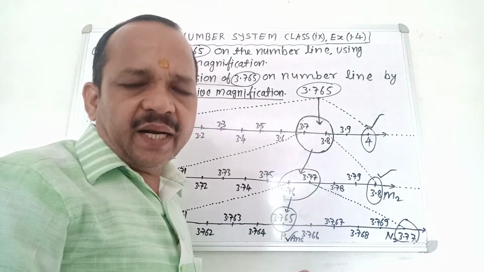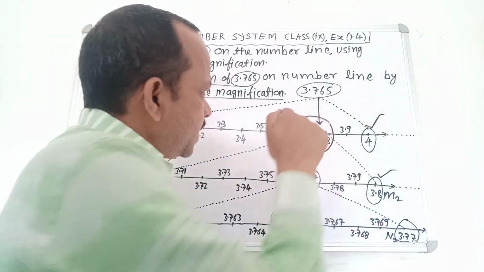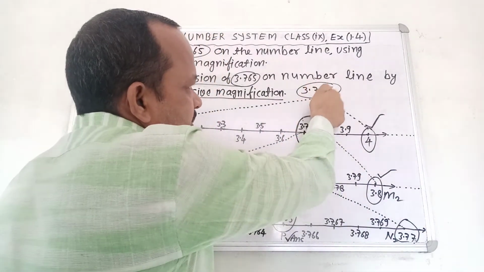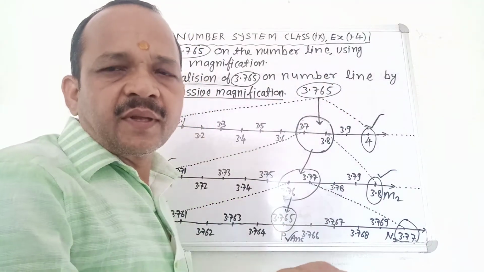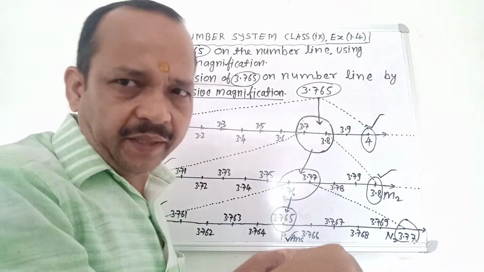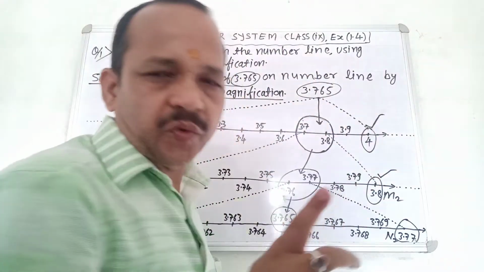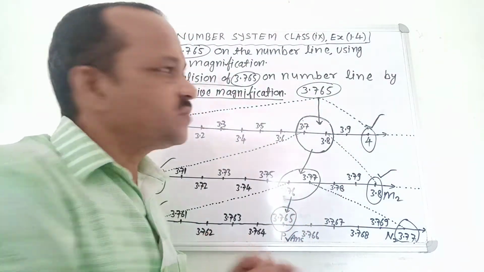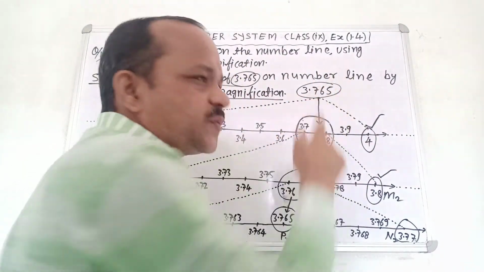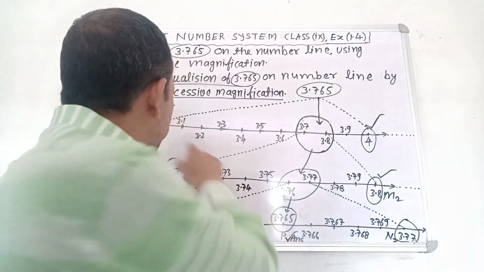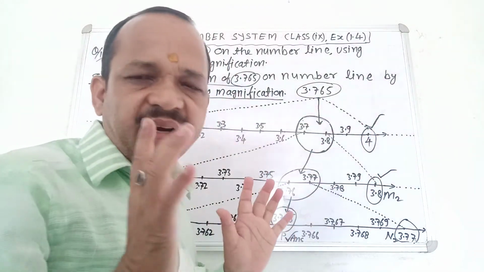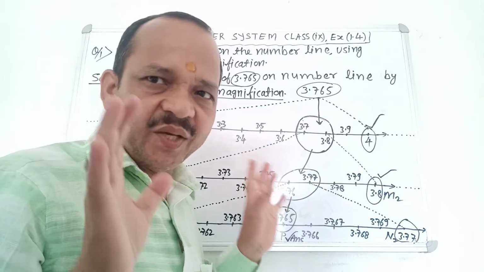Draw a number line. Here, 3.765 lies on the number line between 3 and 4. It is clear? Very good.